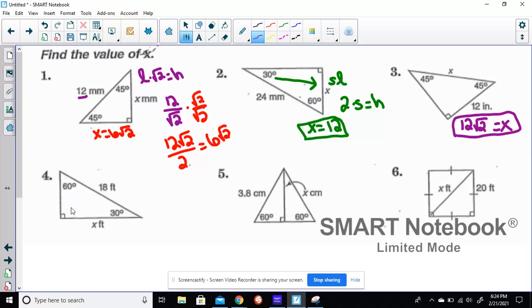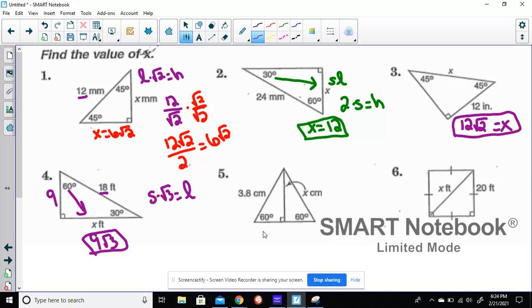Now we have a 30-60-90 triangle. They again give us the hypotenuse, but this time they give us the long leg. Well, we do not have a relationship to go straight from the hypotenuse to the long leg, but we do have a relationship to go from the hypotenuse to the short leg and then to the long leg. And so the hypotenuse to the short leg says that the short leg is half of the hypotenuse. So if the hypotenuse is 18, then we know this side is 9. And then the rule said the short leg times the square root of 3 equals the long leg. And so 9 times the square root of 3 equals x.